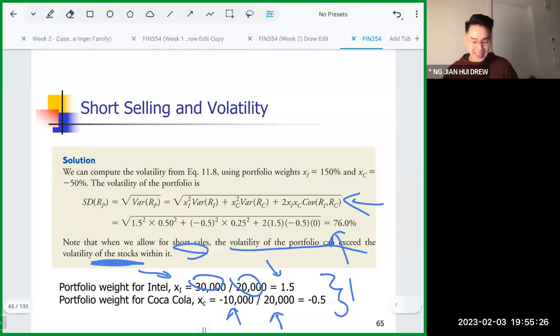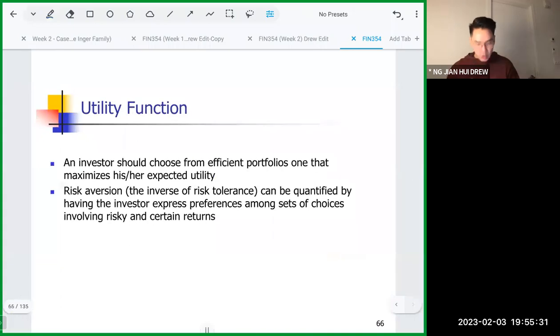But anyway, I guess we have no questions regarding short selling. Okay, so we have the last part of modern portfolio theory, and we talk about the utility function. Utility basically is, every investor has a utility, meaning what do you want to achieve? What's the return you want to achieve? And this utility is based on various factors, risk aversion, your tolerance, etc. So we have this utility function.